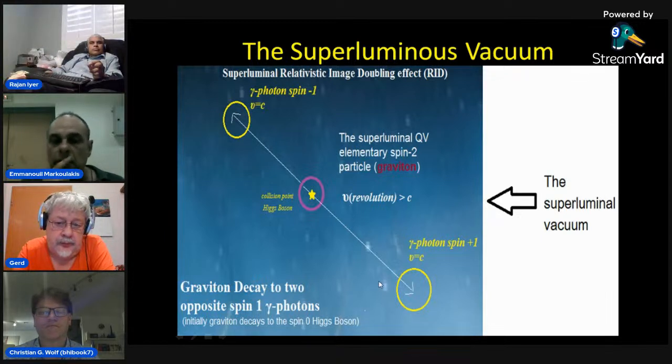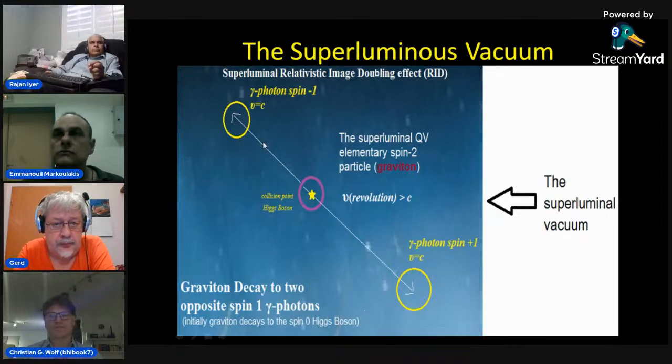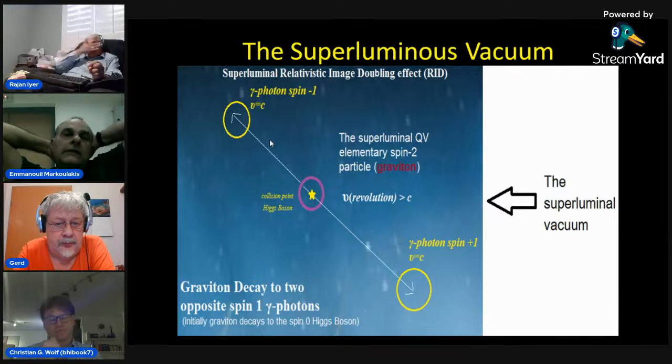But there's now a problem. Why did a single graviton come out and decay to two photons? Why not decay to one photon? I mean, it could decay to two photons, but why not also one photon? Why did it decay to exactly two photons?